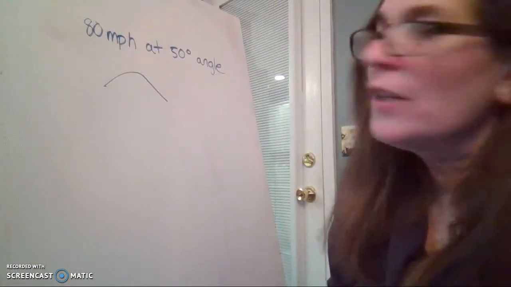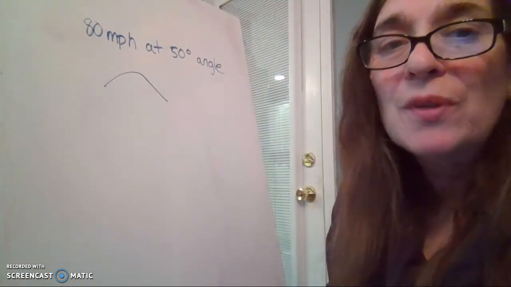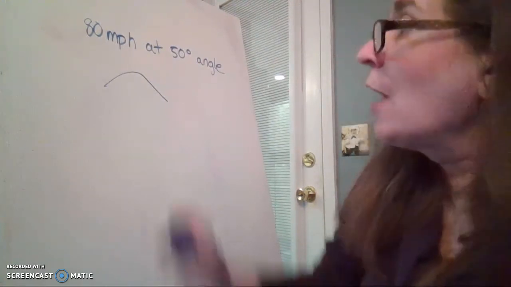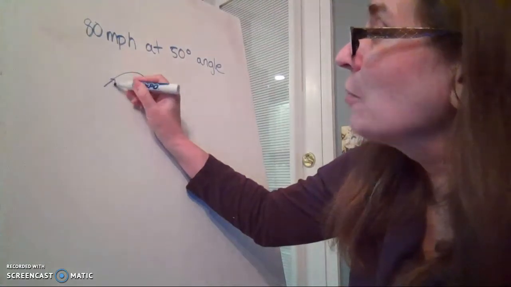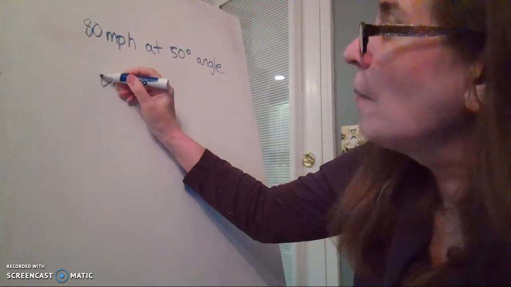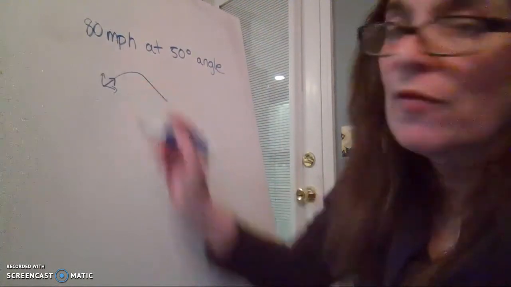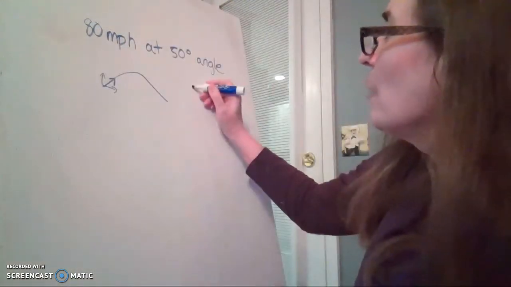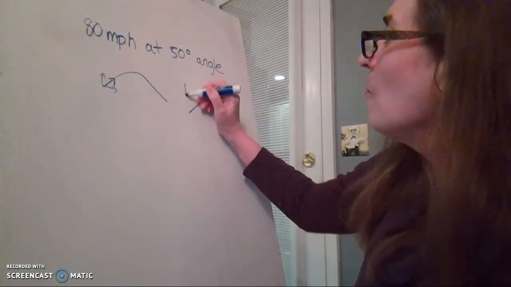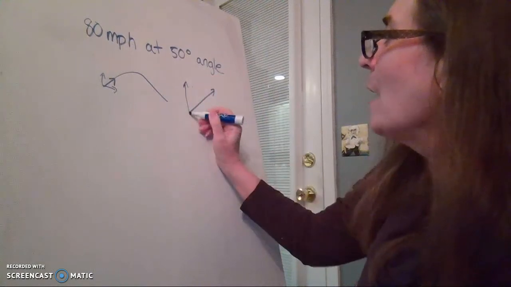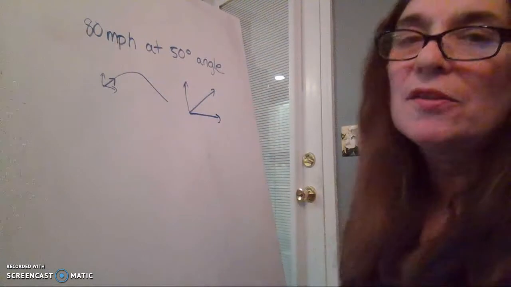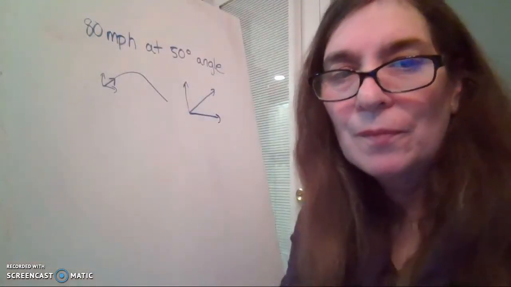So what we need to figure out, though, is how fast it was going forward and how fast it was going up and down. It was going 80 miles per hour diagonally. But we need to break that up into the up velocity and the forward velocity. So let's kind of break that down. If you have an angle like this, how fast is it going up and down, and how fast is it going forward? These two add up to be this vector in the middle.